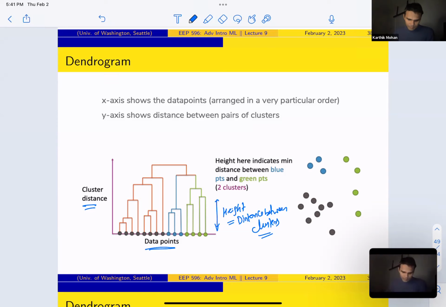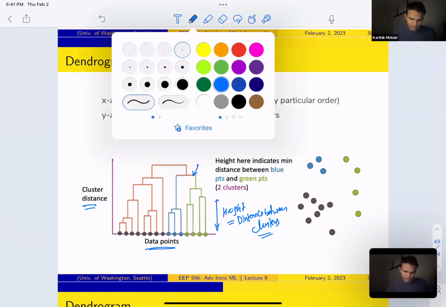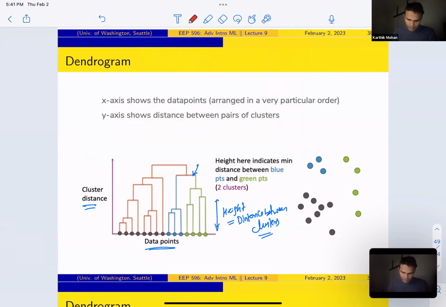So for instance, if you look at this height, that's the distance between the blue and the green clusters. So what's the distance here? If you look at single linkage, this is the single linkage distance between the blue and the green. That's what you see here as the height, right?